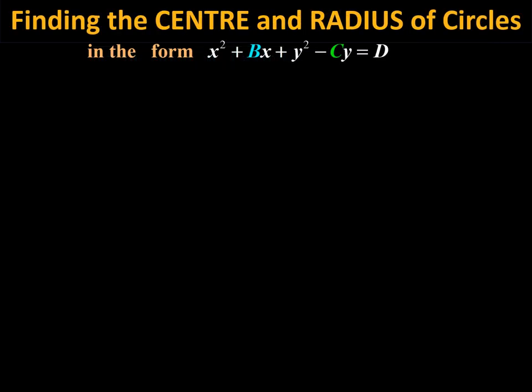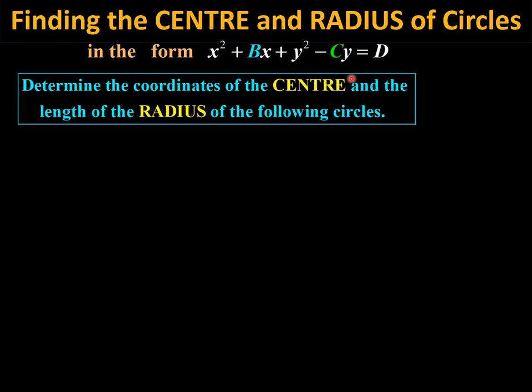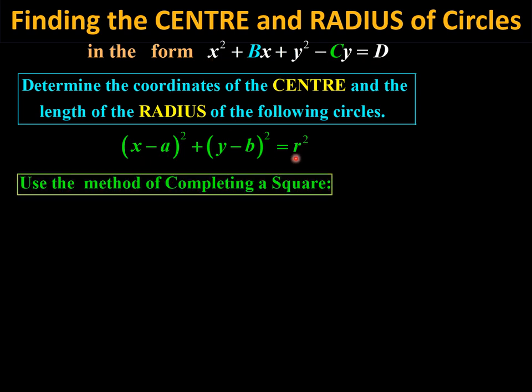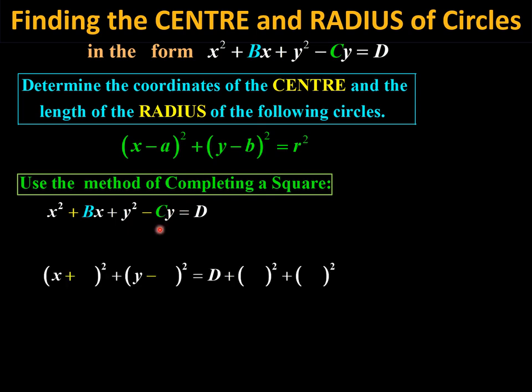Let's look at one of the other concepts we did in the first video, and that is to find the center and radius of circles that are given in this form, not the form that's on the information sheet. So how do we do that? We want to write this circle equation into that form, and the method that we use is the method of completing the square. So let's recap that. There we have it. I'm just color coding so you can see the coefficient of x is b, the coefficient of the y term is c, and the constant term is d.